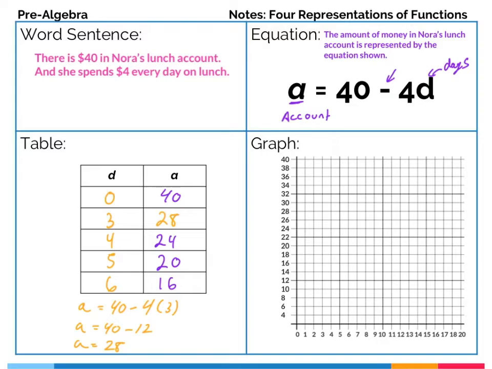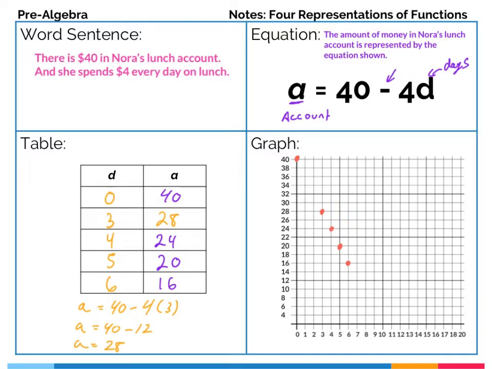So we're going to take our first point there, which is 0, 40. So we're going to go up to 0 and over to 40. We've got 3 and 28, so 3 over and up to 28, 4 over and up to 24, 5 over and up to 20, and then 6 over and up to 16. So notice that our points made a line, so this is a linear equation for sure.